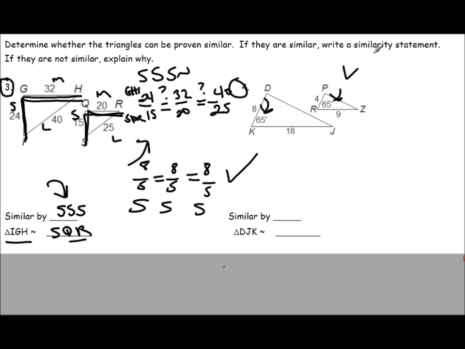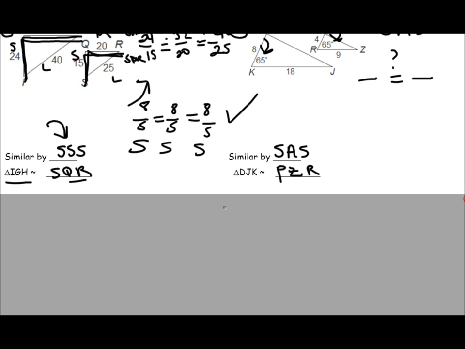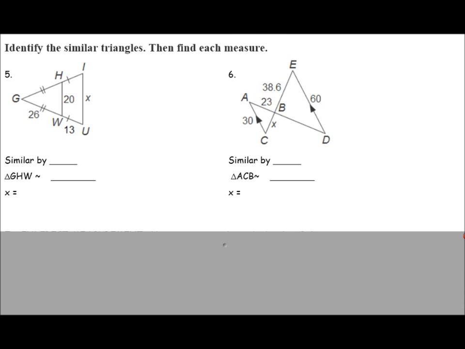Alright, we're looking here. We have an included angle congruent in both triangles, so we're good on the included angle. Let's see if we can prove these similar by the side angle side similarity. So we're going to test our corresponding sides and see if the ratios are in fact equal. Pause the video and see what you get. Alright, you should have gotten SAS and triangle DJK similar to PZR. If you did not and aren't sure why, raise your hand or ask a friend.